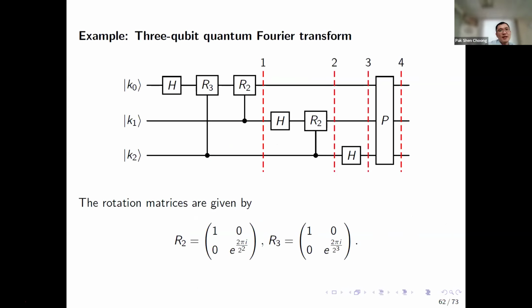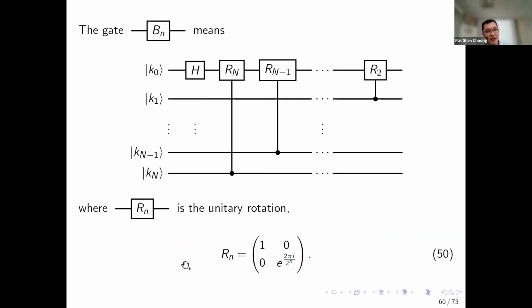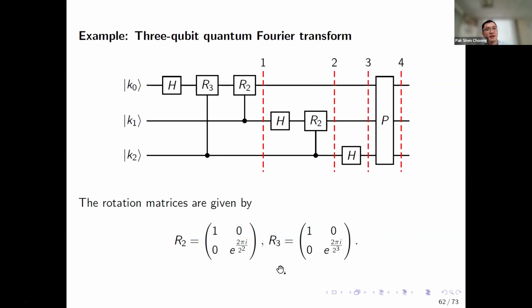So now let's look at one example. This is a 3-qubit quantum Fourier transform. Coming from this particular equation, equation 50, I've already listed out the rotation gates, R2 and R3.